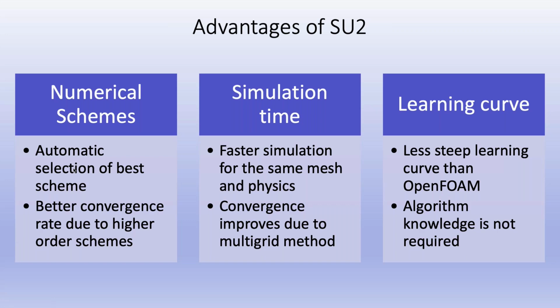Coming to the numerical schemes. Here, as we said, we don't have to select a numerical scheme for each and every mathematical operation. We just have to select the numerical approach that is the best for our case. So, automatic selection of the best scheme. Then we also have a better convergence rate due to higher order schemes.